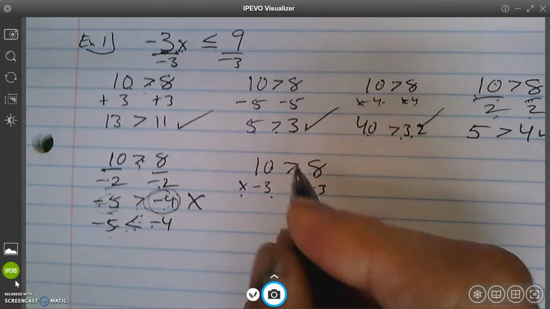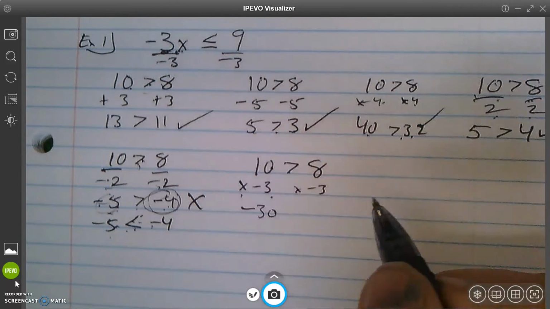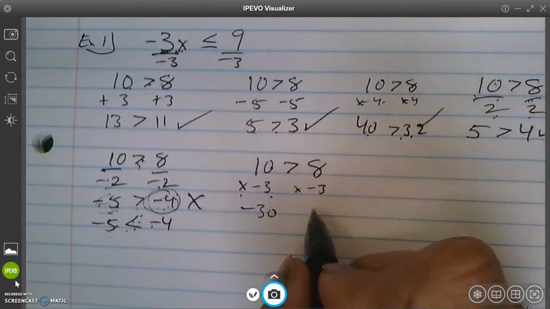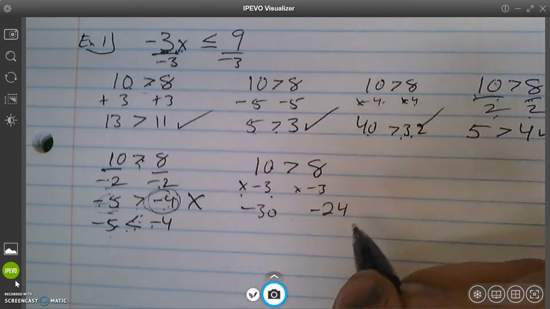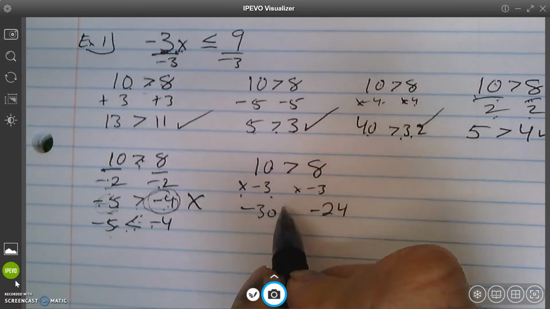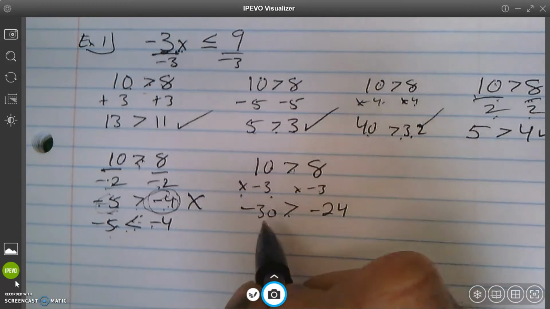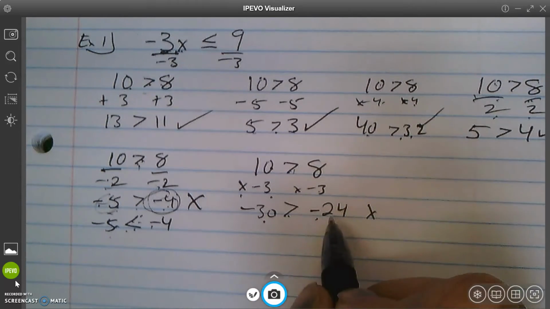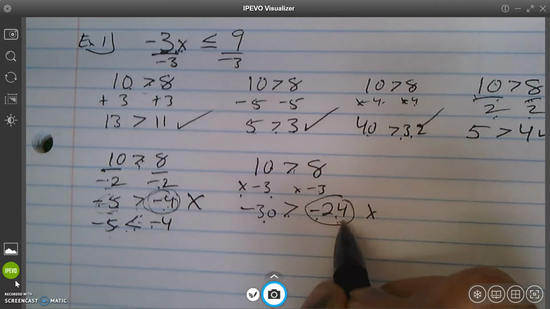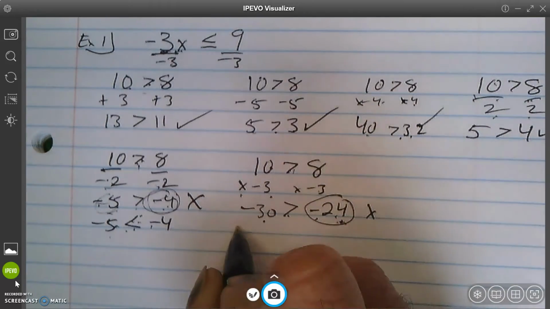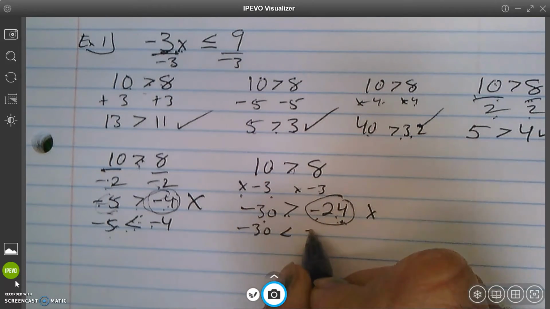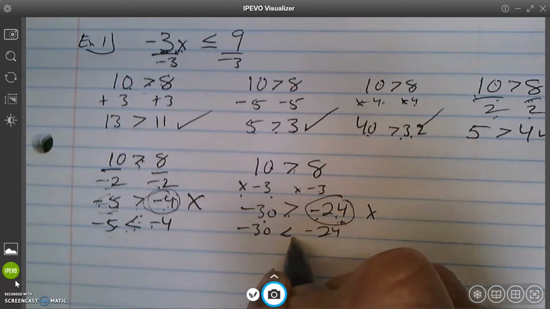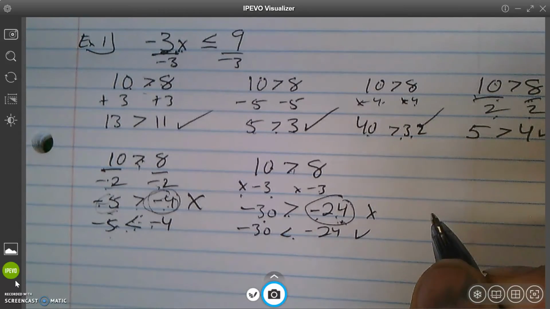10 times negative 3 is negative 30. 8 times negative 3 is negative 24. Is negative 30 greater than negative 24? No. I'd rather owe $24. This is better. This is closer to 0. So I have to flip the inequality again. That's correct.